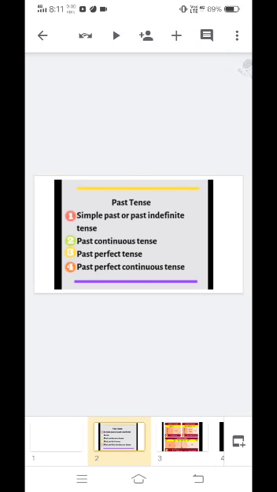And in today's video we are going to learn about past tense, all four parts, that is simple past or past indefinite, past continuous tense, past perfect tense, past perfect continuous tense. In this video we are going to study all these parts, their structure and their uses, where we use them, with examples. So let's get started.